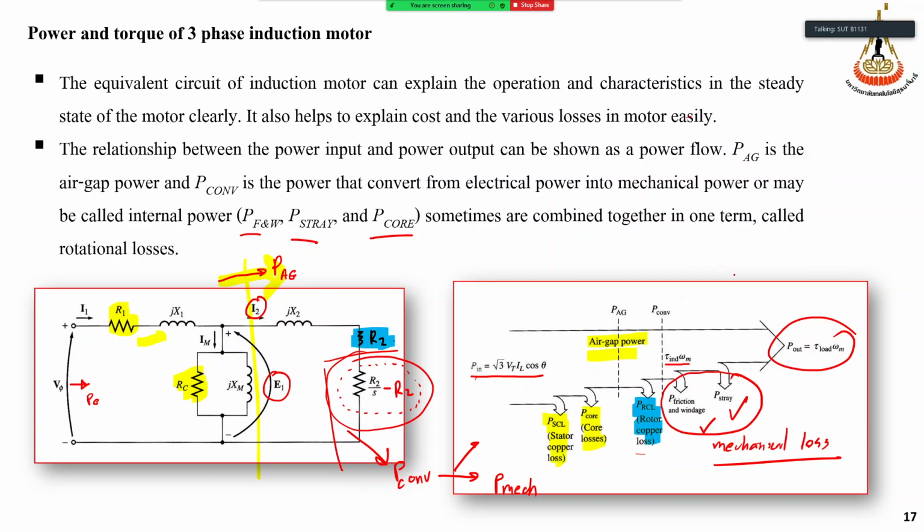Okay, if we know the power output and the speed, we can compute the torque, right? If we know the power output and the torque, we can compute the speed. So it depends on the parameters that we know and want to compute.